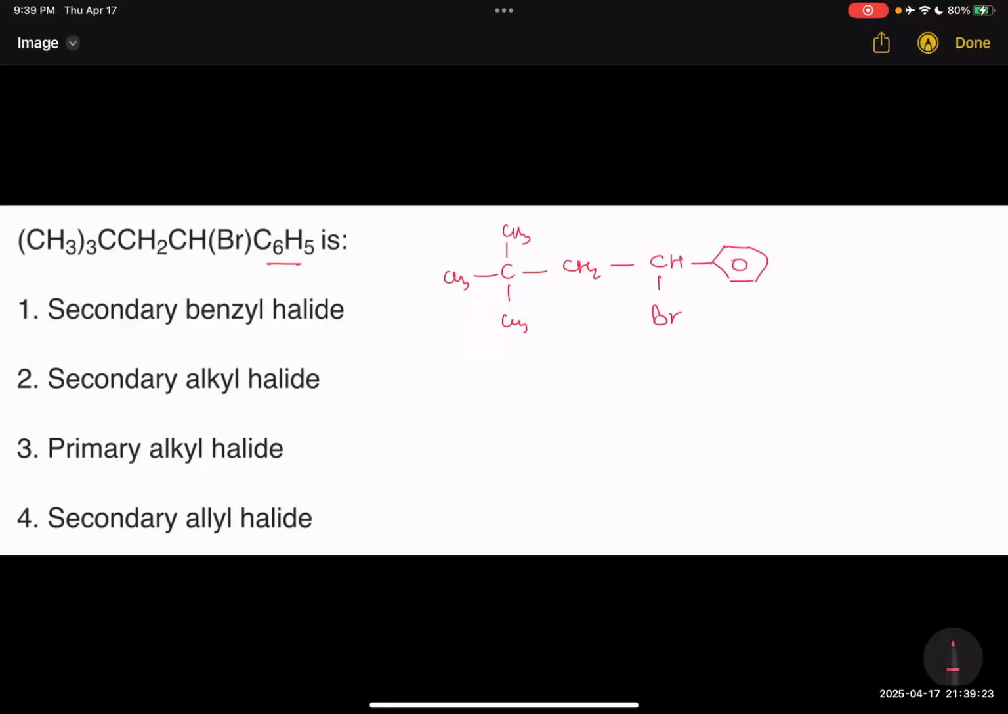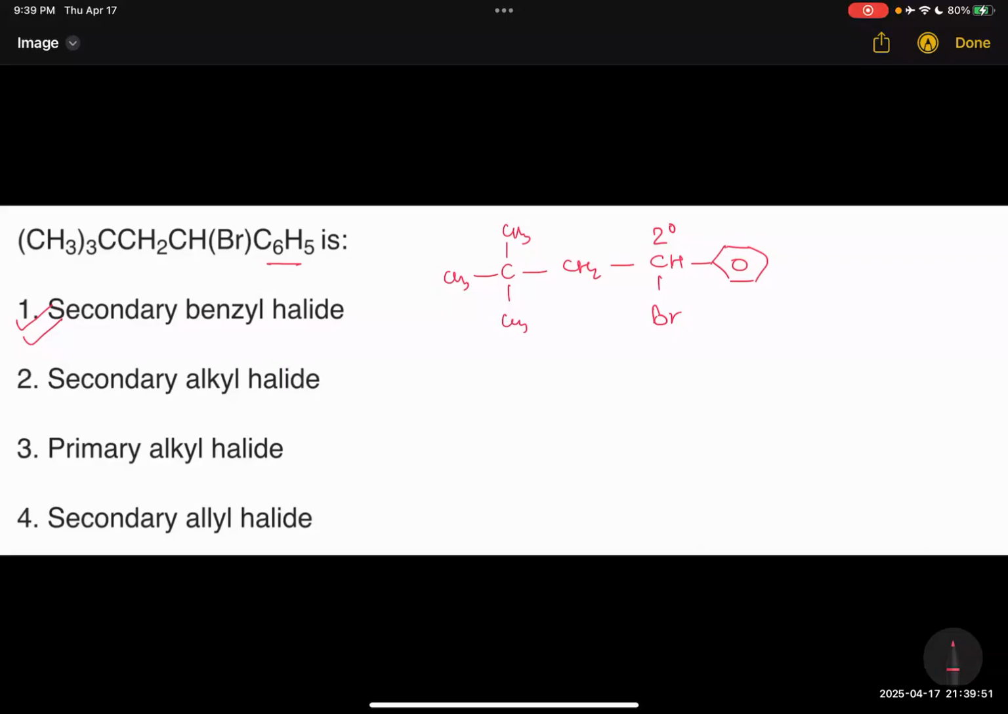The carbon atom just outside the benzene is benzylic. This is a benzylic carbon. It is also secondary because on two sides it is connected to carbon atoms. So it is secondary as well as benzylic. So this is a secondary benzylic bromide. That is going to be the answer.